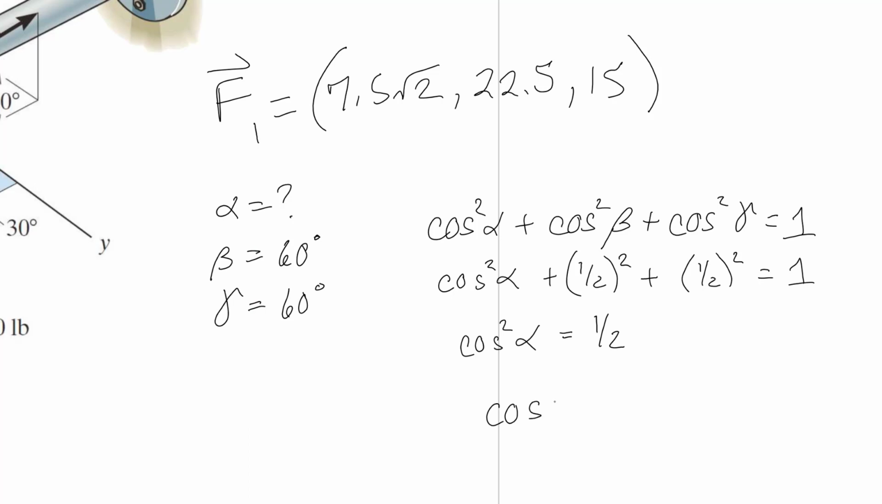So cosine of alpha is plus or minus square root of 2 over 2. Now, this is the important part. This plus or minus is the most important part of this problem. Whoa. So important I erased it. It's the most important part of this problem because that means that there's lots and lots of answers.